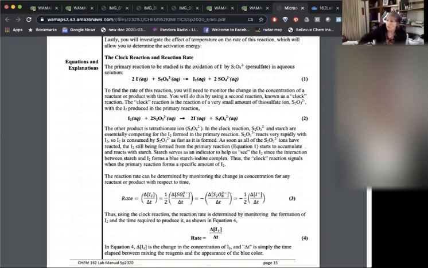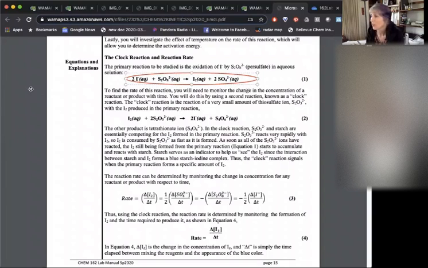What we're looking for is that primary reaction number 1. So we're trying to find the rate of reaction 1, and the way that we're going to do that is by setting up a clock reaction. So our clock reaction is number 2.